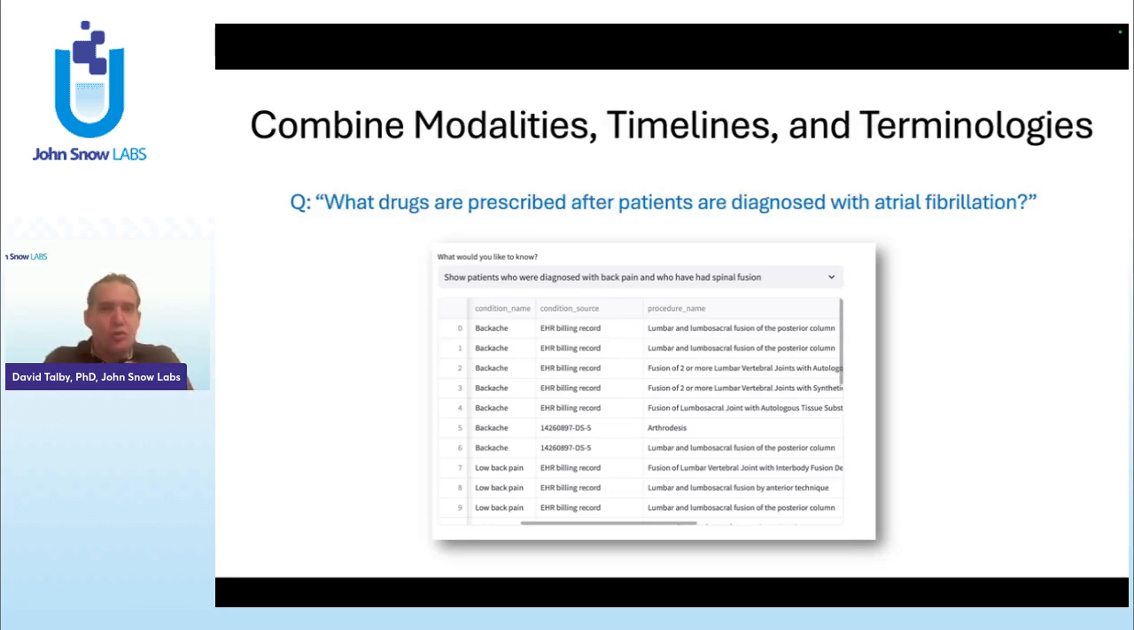The other thing you want to do with cohort building is combine documents from different modalities and understand timelines. For example, what drugs are prescribed after patients are diagnosed with atrial fibrillation? The keyword here is after. I need to understand that within a timeline, a patient was diagnosed with something, and at some point afterwards they were prescribed something else.